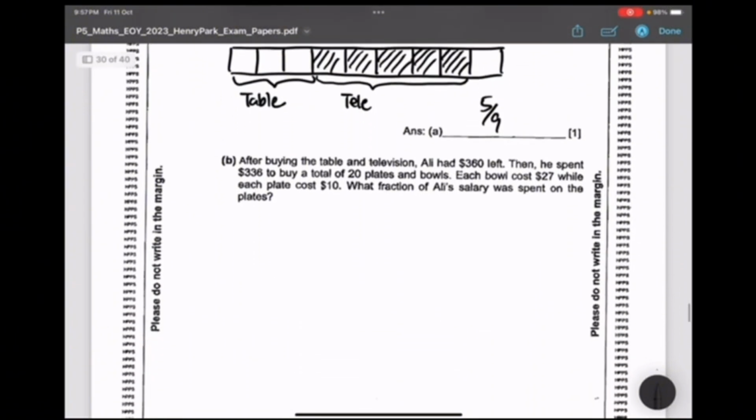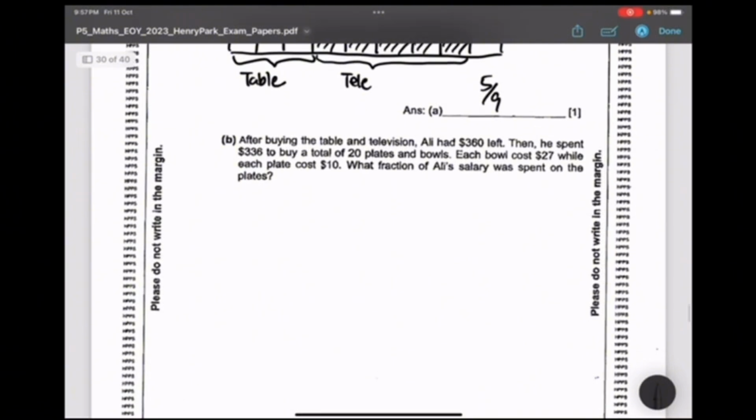Moving on to part B. It says, after buying the table and the television, Ali had $360 left. This is sentence number 1. And now, what does sentence number 2 say? Then he spent $336 to buy a total of 20 plates and bowls. Sentence number 3, each bowl costs $27, while each plate costs $10. So looking at this, I immediately know that this is a guess and check question.